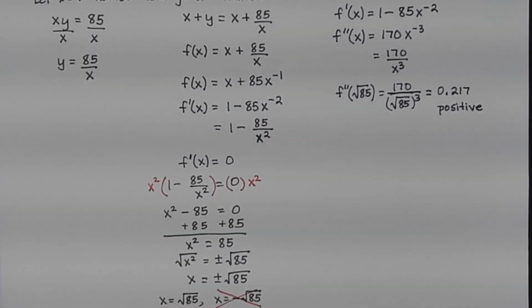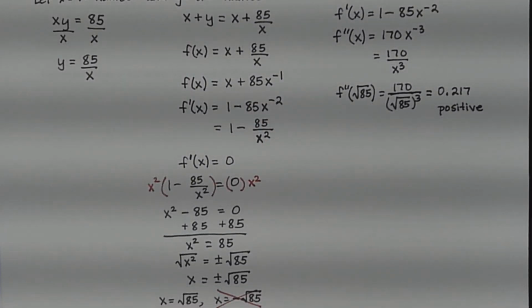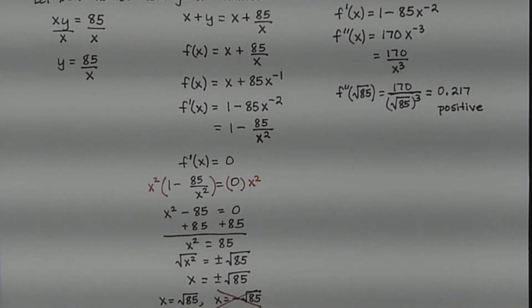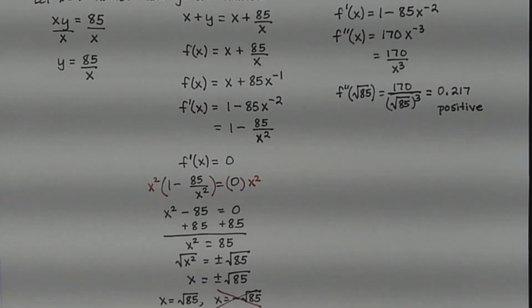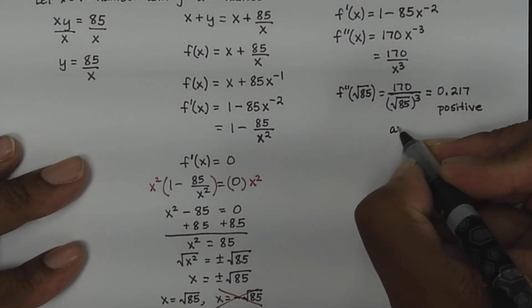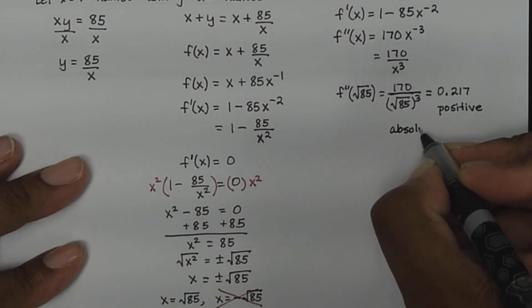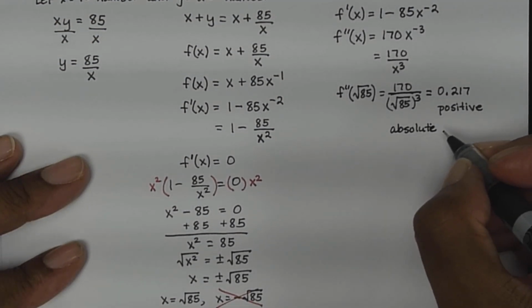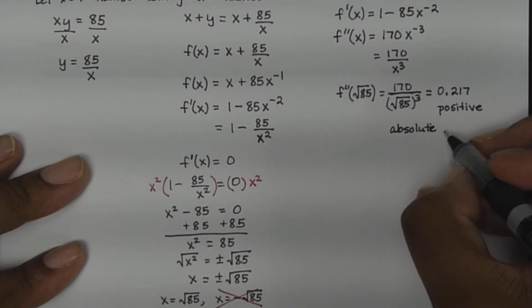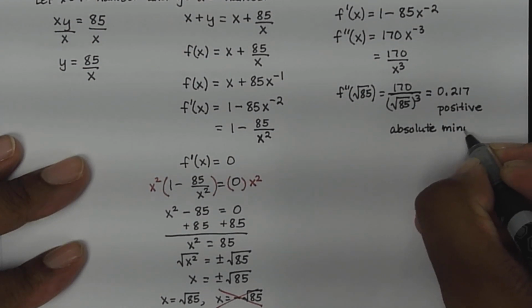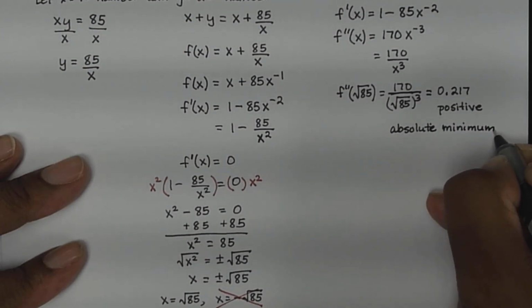Okay? So my second derivative ended up being positive, with f prime of x being 0, so that means I have an absolute minimum. Okay? Refer to the second derivative test that I talked about back in section 4.5. Absolute minimum.